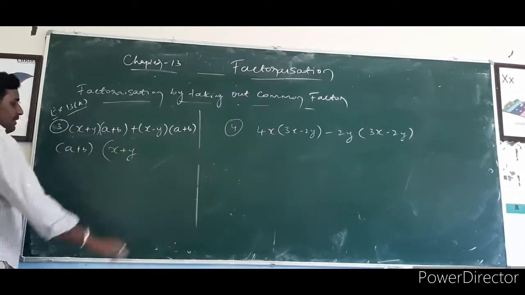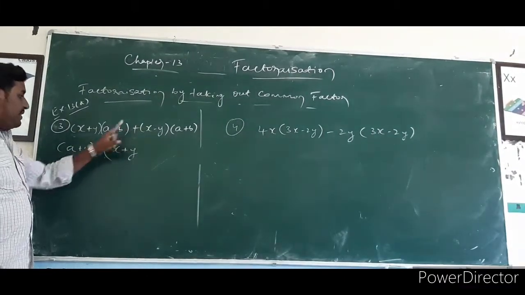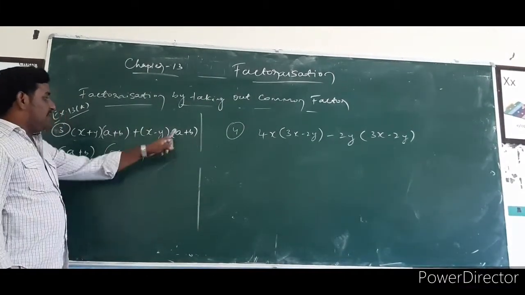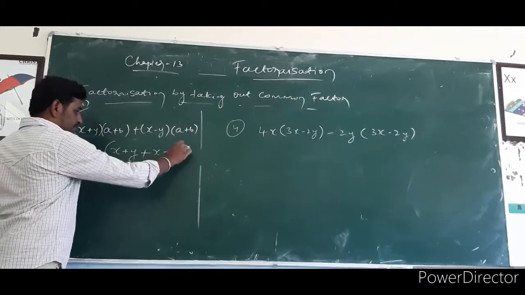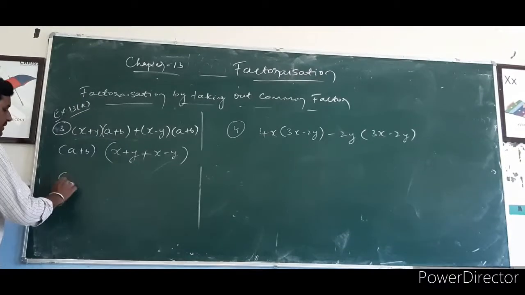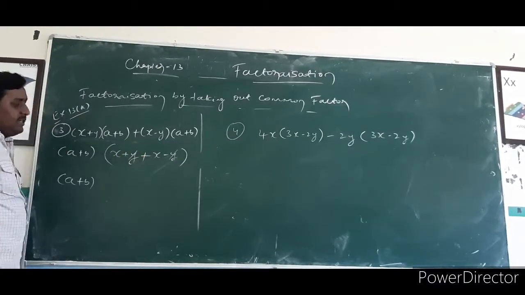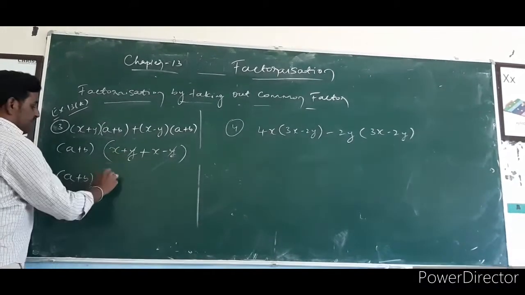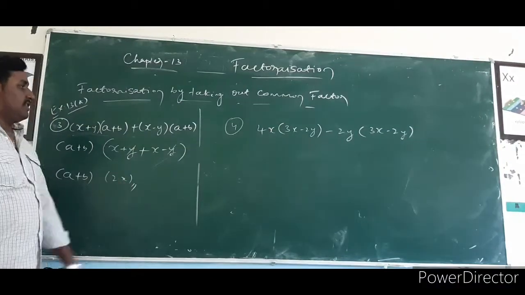x plus y. x plus y. Here the plus sign is there, you can write x, and then here also a plus b you can take. What is the remaining? x minus y. So that is a plus b, plus y minus y gets cancelled. x plus x is 2x. This is the answer for this question.